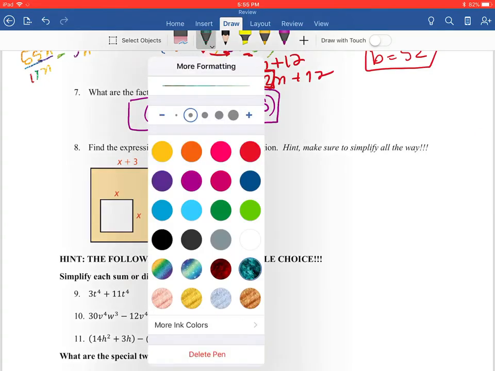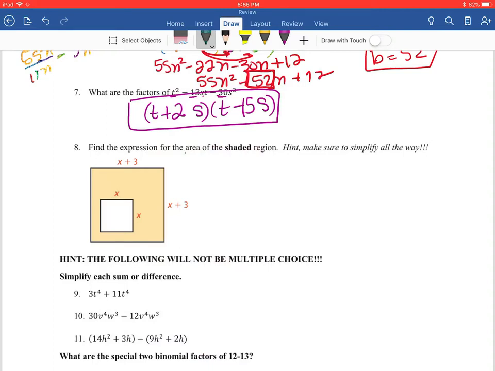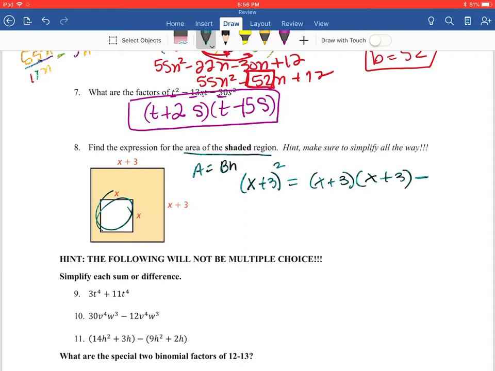All right. Number 8. We want to look at the area for the shaded regions. That is base area is equal to base times height, or length times width. So that's going to be x plus 3 times x plus 3. So that's going to be x plus 3 squared. That means that is x plus 3 times x plus 3. Minus the value of this area squared. So x times x. So that's going to be minus x squared.